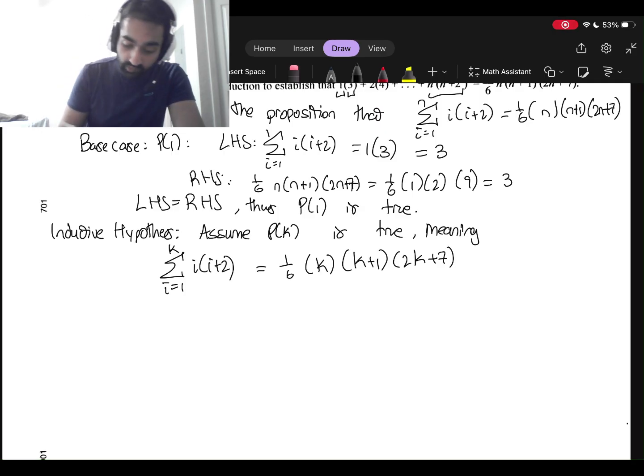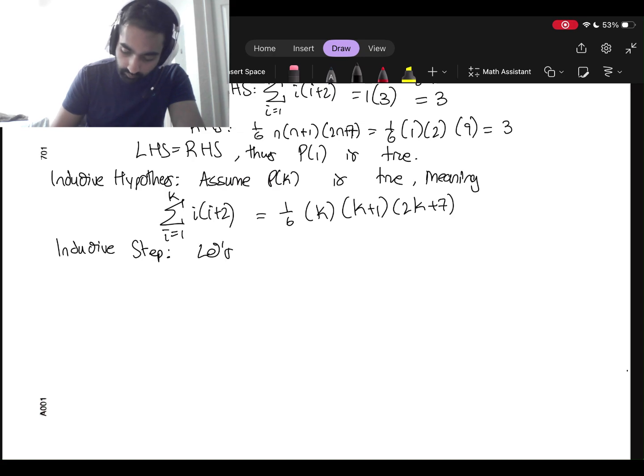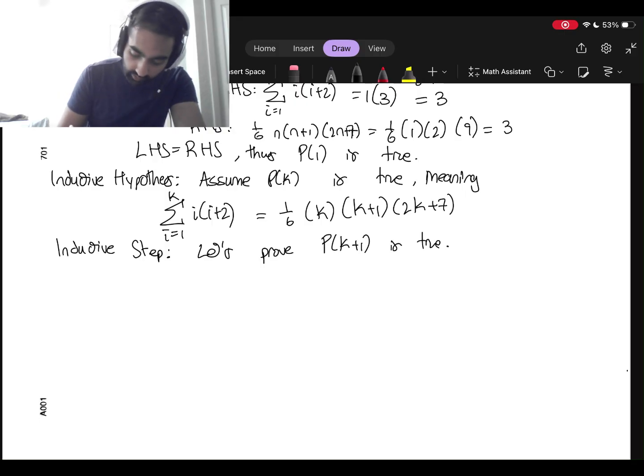What we have to do now is take what's called the inductive step. We have to prove it true for P of k plus 1. So let's prove P of k plus 1 is true. Let's start with the left-hand side. That's the summation i going from 1 to k plus 1 of i times i plus 2.